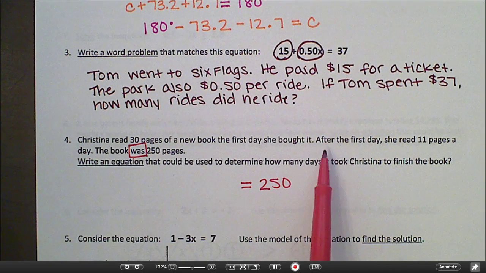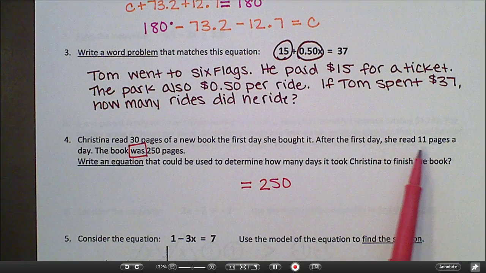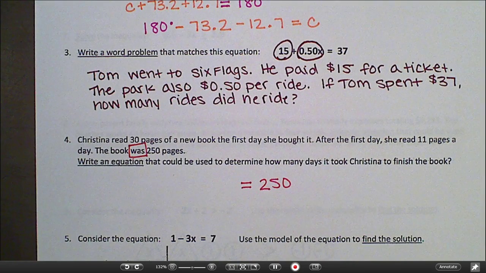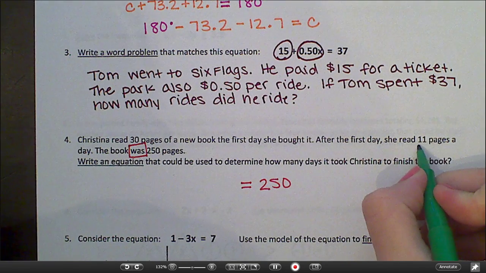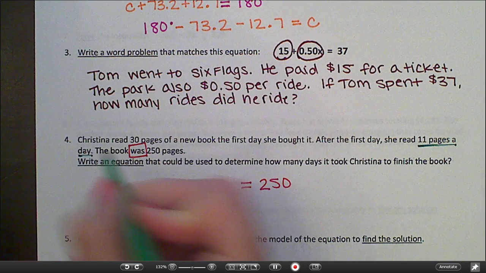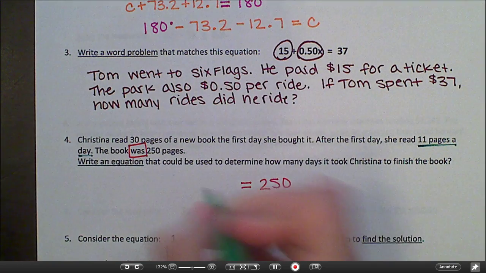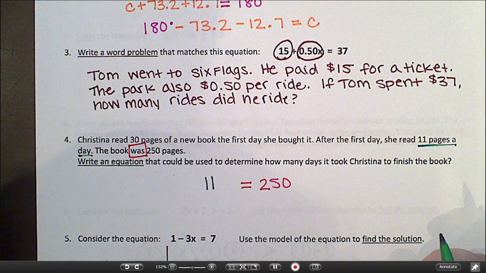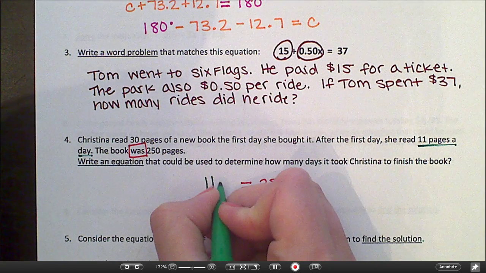It says after the first day, she read 11 pages a day. So I see that it's 11 pages a day. That has to do with how many days. Okay, we're solving for the number of days, so this is probably going to include a variable. This could also be written as 11 pages per day. So 11 pages per day would be 11, and let's use P for pages.